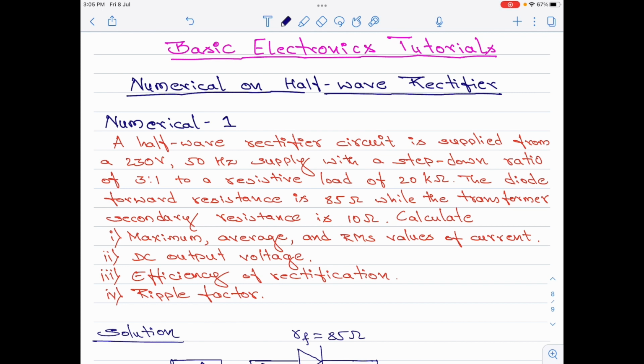In this video, I'm going to take up the first numerical on half-wave rectifier. Let me read out the question first.